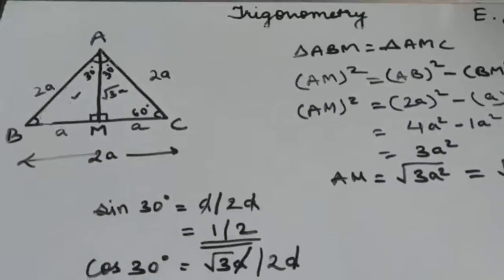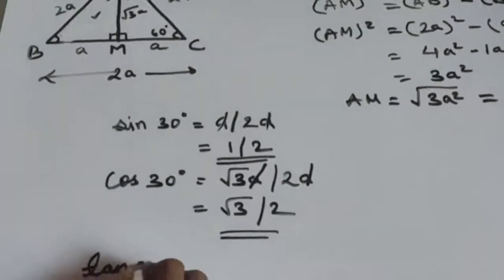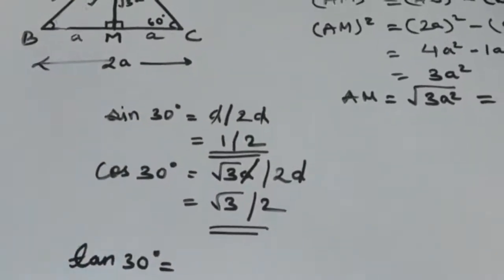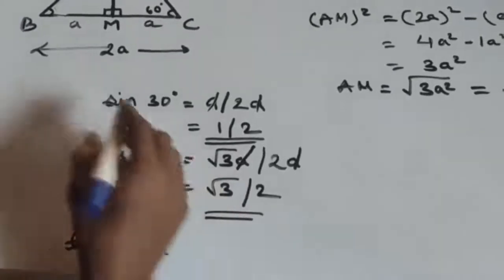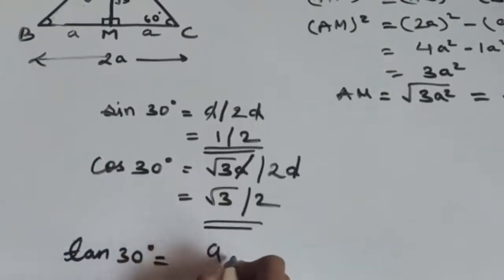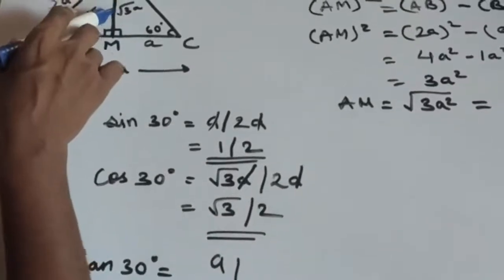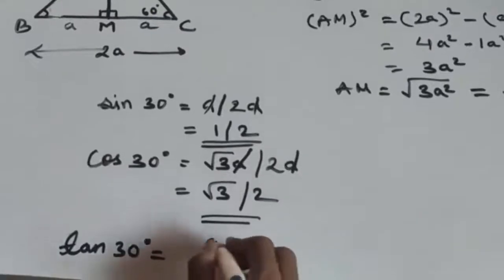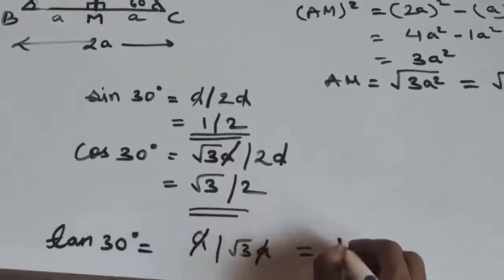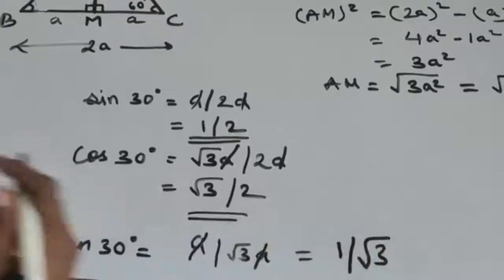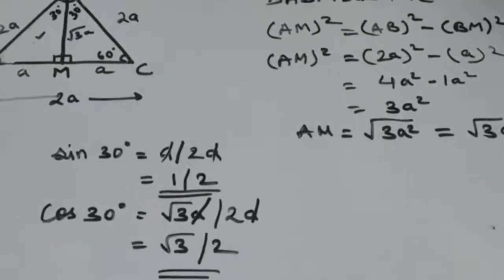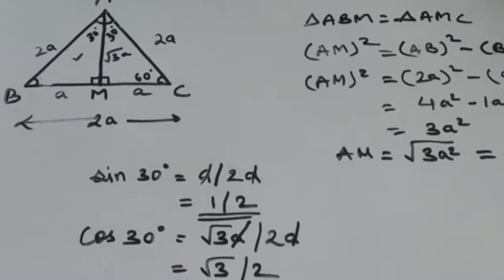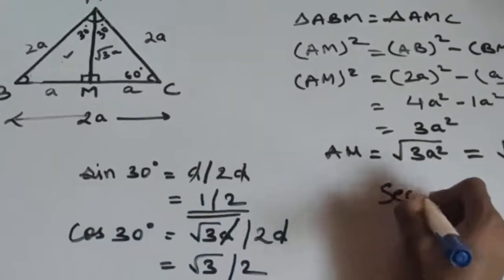Again, let's find out tan 30 degree, which is opposite side upon adjacent side. Here the opposite side has value A, and the adjacent side has value root 3A. Here also A gets cancelled. What we get is 1 upon root 3. Understood?